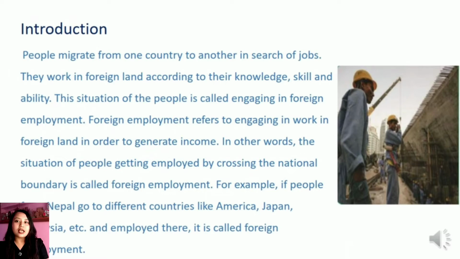So they work in a foreign land according to their knowledge, skill and ability. This situation of the people is called engaging in foreign employment. So it's nothing. Engaging in foreign employment means if you have some skill and ability to do work, then you go to foreign countries and work in that foreign area for earning your livelihood. That is engaging in foreign employment. So foreign employment refers to engaging in work in a foreign land in order to generate income. So the most important priority for foreign employment is to generate income.